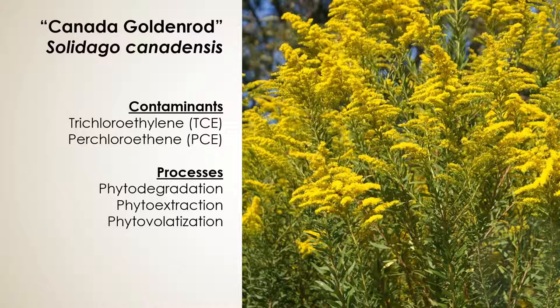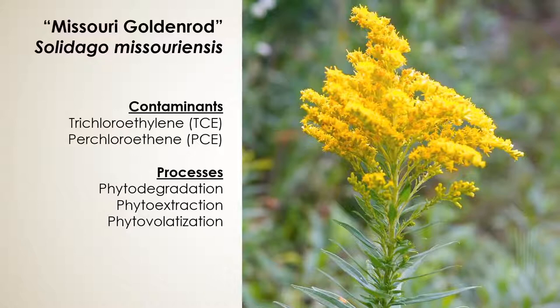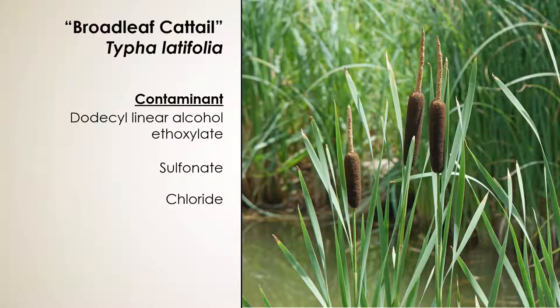And a lot of people blame their allergies on goldenrod. Goldenrod's starting to bloom right now. But you can be allergic to goldenrod, but most of the time what you're allergic to is the ragweed, which is also going to bloom right now. So this one gets a bad rap for a lot of people's allergies. Broadleaf cattail. Eastern gamma grass.